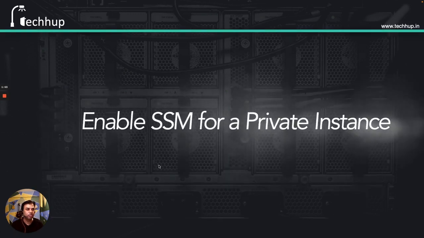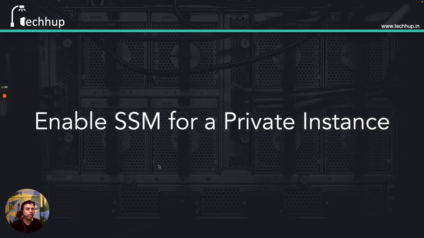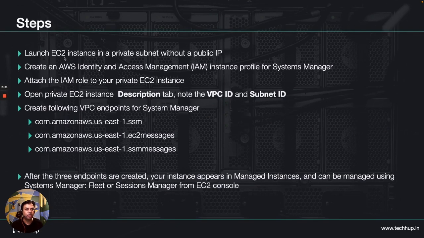In today's video, we are going to see what additional steps are required to enable SSM for a private instance. So before getting on with these steps, we will launch an EC2 instance in a private subnet. Because we have already created a role, we'll skip step number 2 here, that is creating the IAM role, and we'll just attach this role to the instance. Then we'll follow with the additional steps required for enabling the SSM manager on a private instance.